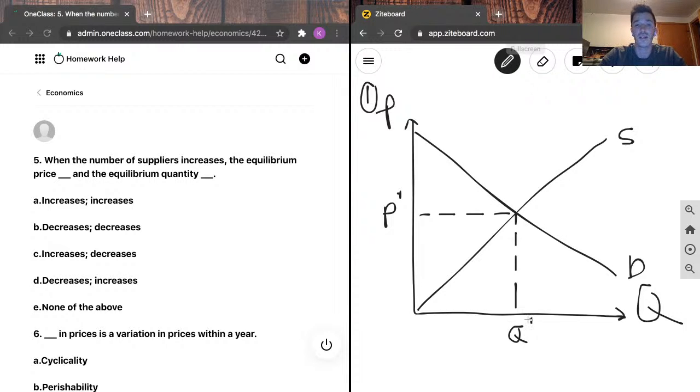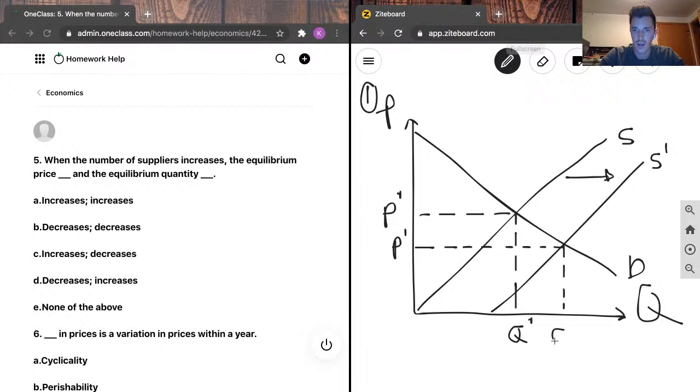So when the number of suppliers increases, that means the supply increases. This is characterized on the graph by a shift right of the supply curve. So we can label this S prime, and it shifts right. So we can see the new equilibrium. Of course, this is assuming that demand stays the same. We can call this new price P prime, and this new quantity Q prime.